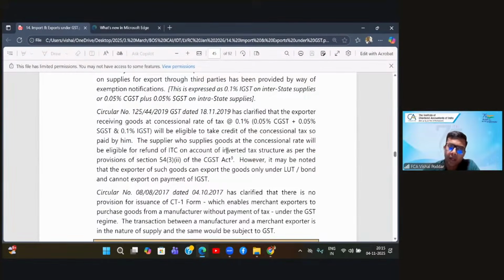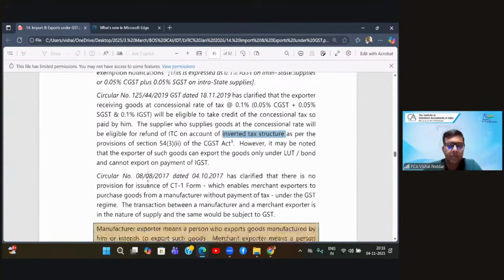So you have claimed some ITC, which is at normal rate. You have made the supply to me at the discounted rate of 0.1%. So your case gets covered in another refund option, which is the inverted duty structure. Because of which you will also be eligible to claim refund of the difference in tax. Which tax? Input tax and output tax.